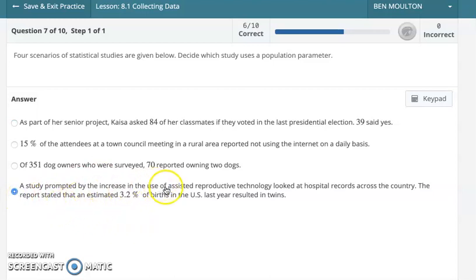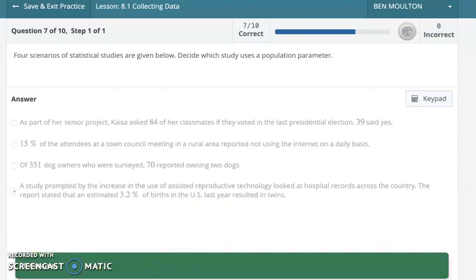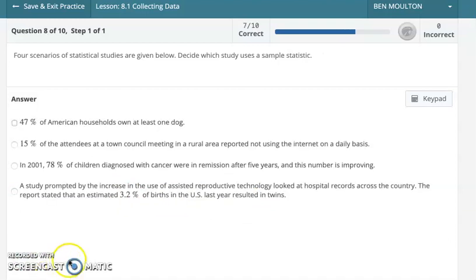The study where they talk about reproductive technology, looking at hospital records across the country. The report stated that an estimated 3.2% of births in the U.S. last year resulted in twins. That's definitely a population parameter because they don't give you a sample statistic at all. And it is. Speed things up a little bit here. We're looking at a sample statistic again. Now, I've already mentioned this a couple times in previous examples. The one with the town meeting, see, it just keeps coming up. That's going to be our guy.